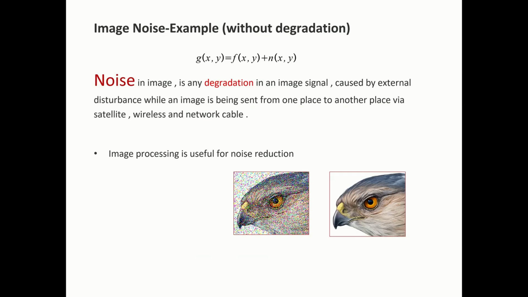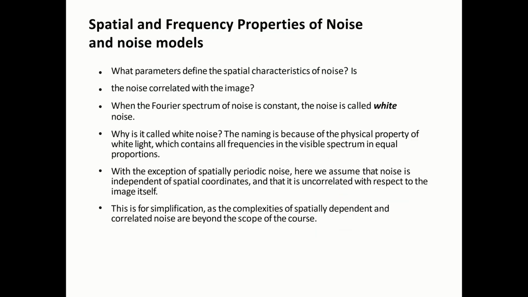Now I have to find the characteristics of that noise, and based on those characteristics, I will find which filter I can use. But for me, what is important? What parameters define the spatial character of noise? I have to find what parameters. Then, is the noise correlated with the image or not? I can also look into the frequency spectrum and see what the Fourier spectrum of the noise is.